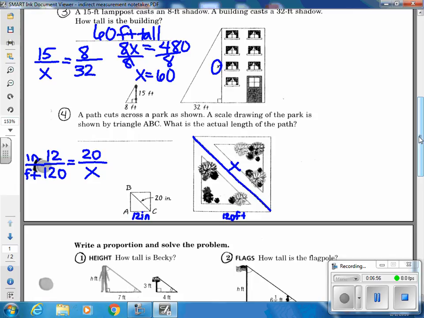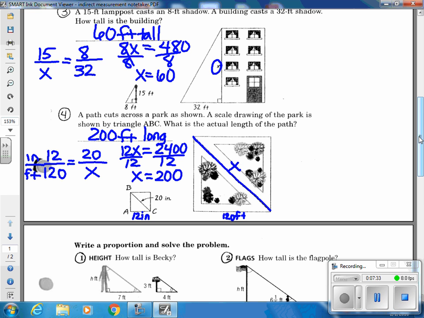Now we want to do our cross multiplying. So we have 12 times x, which is 12x, 20 times 120, which is 2400. Okay, we're going to divide by 12, right? And then you're going to get x equals 200, right? And if you remember that it is the actual length of the path, so it's measured in feet, not inches. So the final answer is 200 feet long. Okay, so you do have to be careful and make sure you're matching up pieces all the way across.